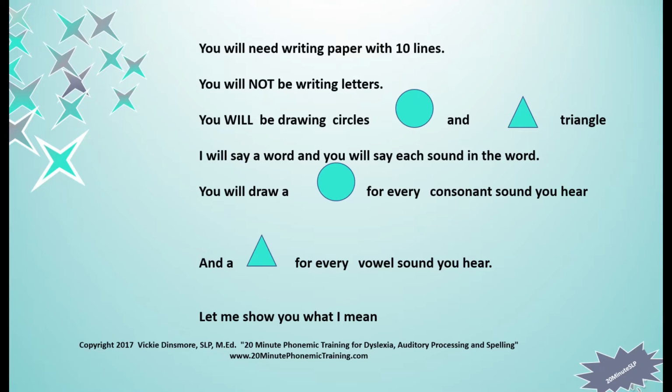I will be waiting. Now, you will not be writing letters this time. You will be drawing circles and triangles. I will say a word and you will say each sound in the word, just like I did in our last activity. You will draw a circle for every consonant sound that you hear and a triangle for every vowel sound you hear. Let me show you.